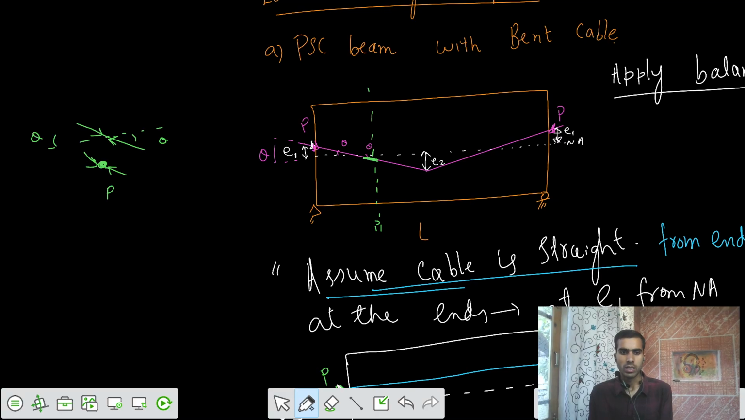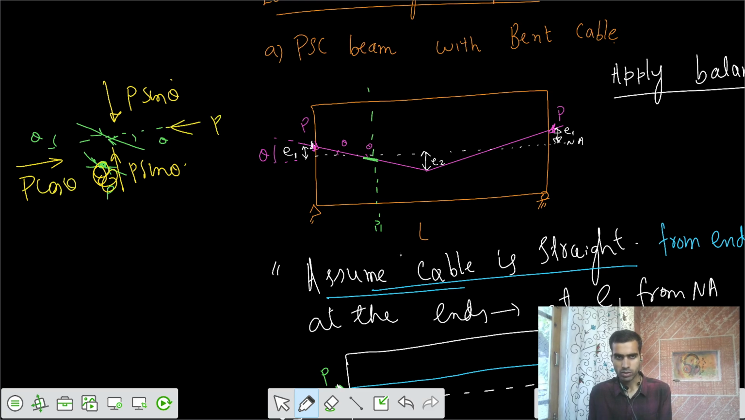The resolution of those forces would be P sine theta for this one, and also P sine theta for this one, and for the horizontal components we have P cos theta, and from this side also P cos theta.